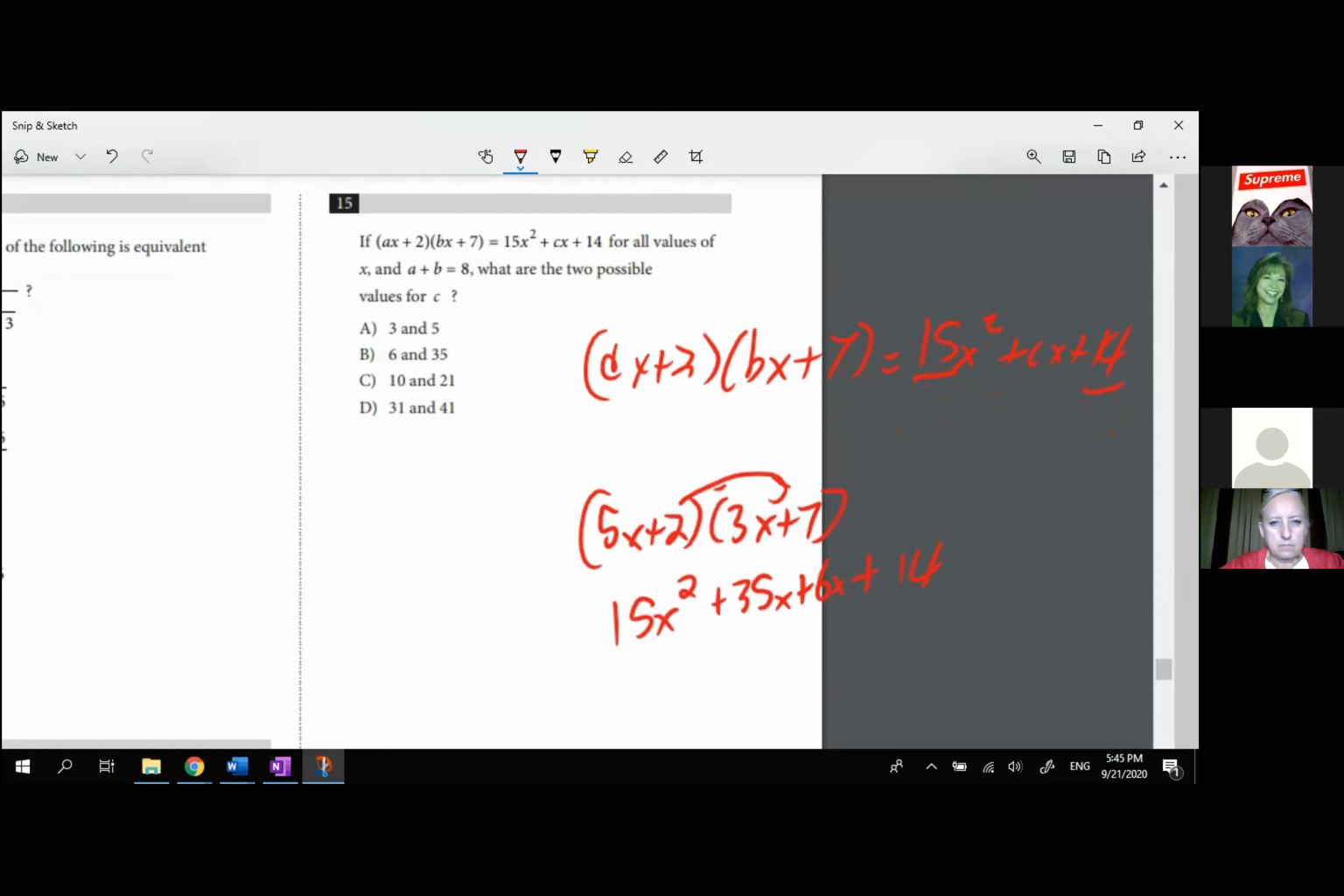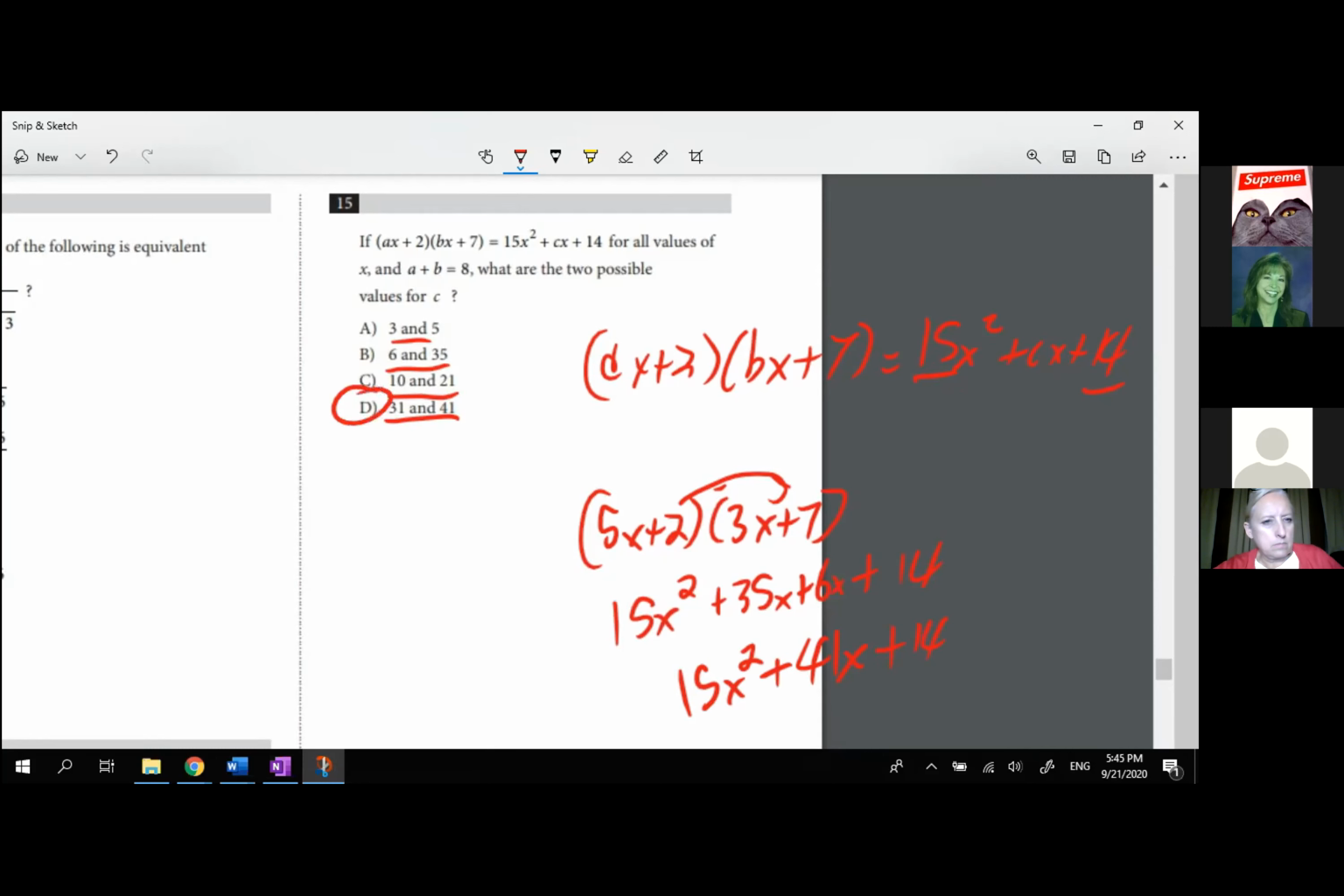So what we've got here is a whole bunch of x's and stuff that we need to combine. So 15x squared, there are no other x squared, so that stays the same, plus 35x plus 6x, what's that going to equal? 35 plus 6 is 41, so 41x. And then plus 14, we don't have any other numbers without x's, so plus 14. So we've got one of our values, and we can really answer the question right here. The answer choices are 3 and 5, 6 and 35, 10 and 21, and 31 and 41. We've already got our 41 right there. So we can answer the question. The correct answer is D.